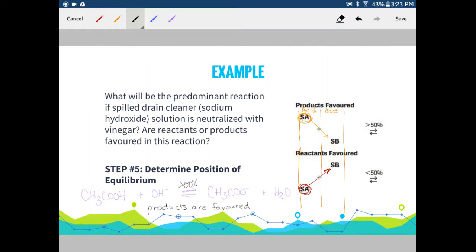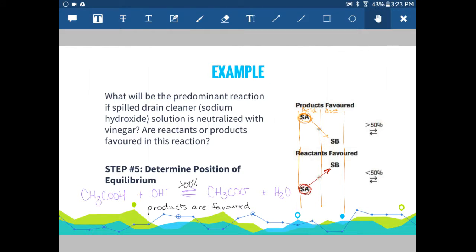Okay. So those are the 5 steps, breaking it down, going through to determine the position of the equilibrium, or whether products or reactants are favored, or in other words, if our forward or reverse reaction rate is favored.